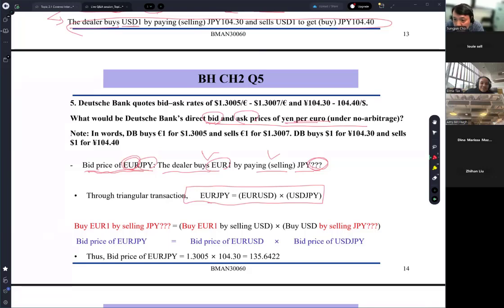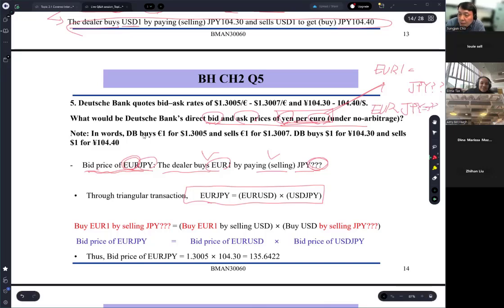So there is a question. Why do we want EUR/JPY? So it says yen per euro. So for 1 euro, how many yen do you need? Yen per euro. Because of this, we are trying to compute EUR/JPY. How many? Is this okay?